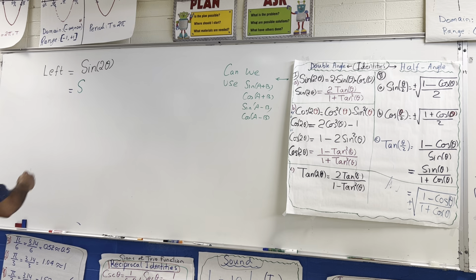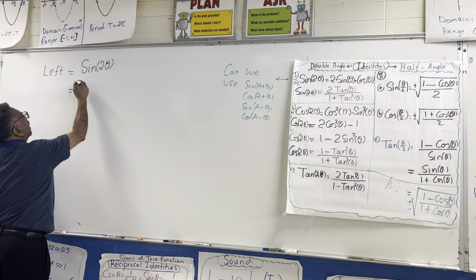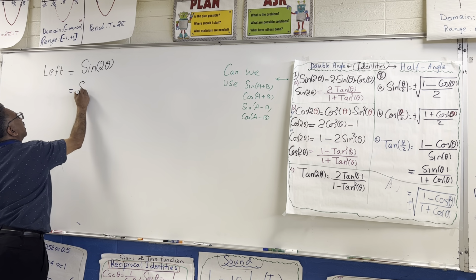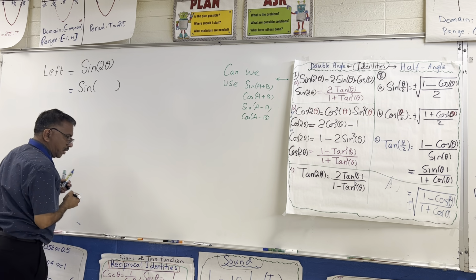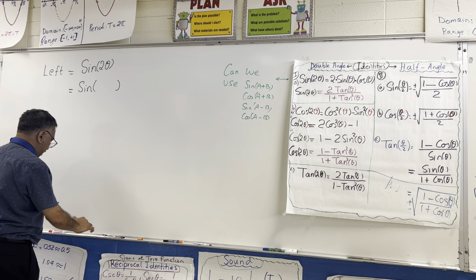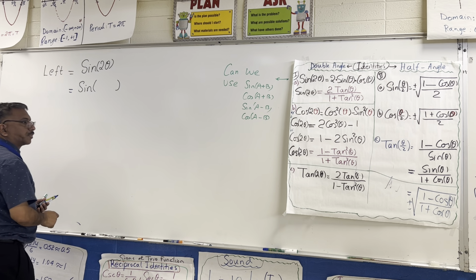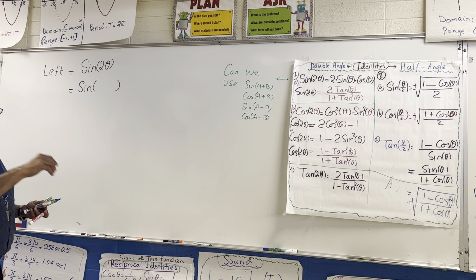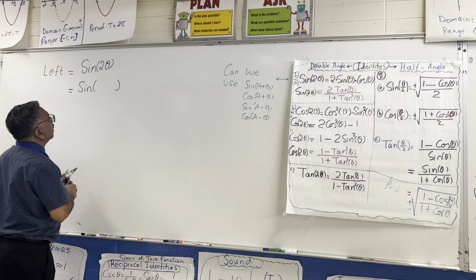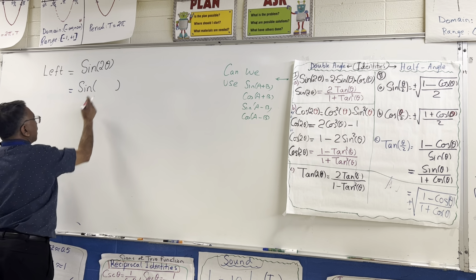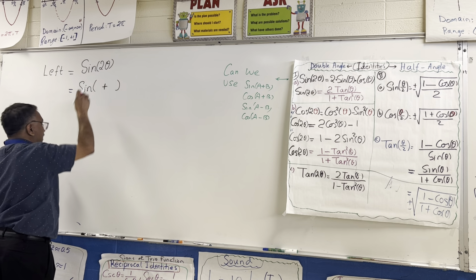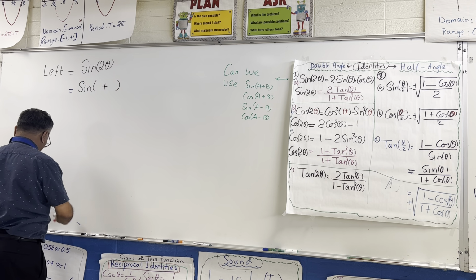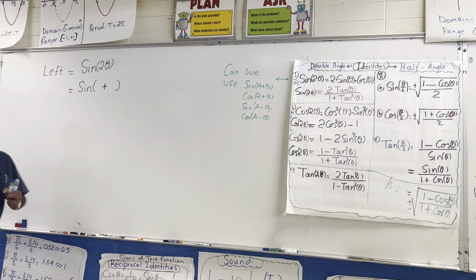Sine remains sine, let's write that quickly. Sine remains sine, but in place of 2 theta, I want to replace it by, if you see the chart, that formula from yesterday, sine of what? Plus, what should I write here?